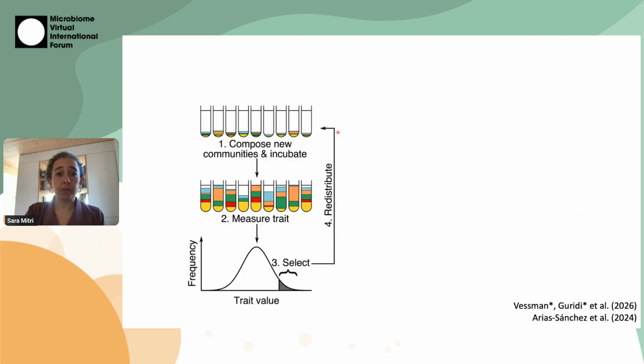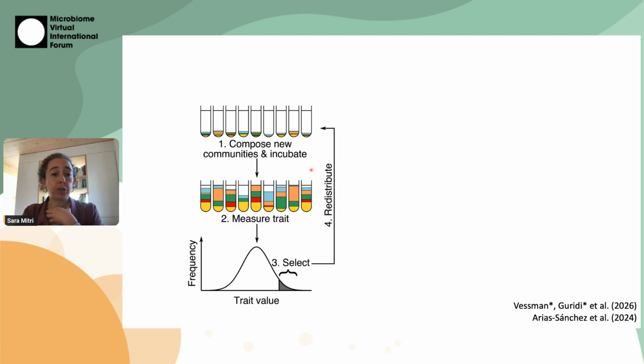So the principle is as follows. You take some communities, composed of a few species, you let them grow, you incubate them, you measure whatever trait it is. So in our case, it would be pollutant degradation. You rank them all by who does best, from worst to best, and you take the best ones, and you start a new round of selection with those best ones.